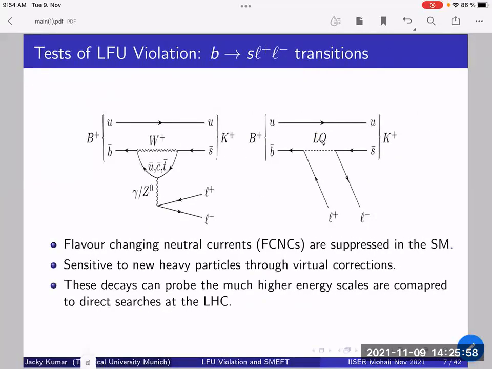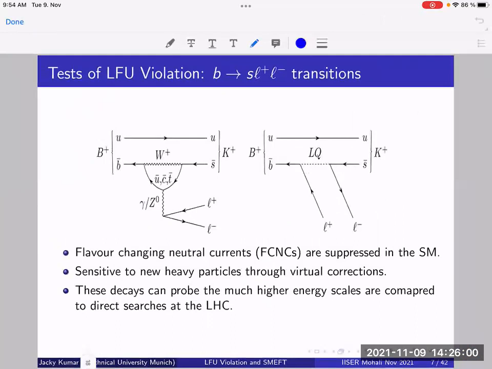So I was saying that in addition to testing LFU, in general this kind of flavor violating modes can probe much higher scales as compared to LFU. For example, you can have these modes mediated by some virtual particles which are very heavy, let's say 10 TeV, which you cannot produce directly at the Large Hadron Collider, but you can see their indirect signals by measuring these kind of processes.